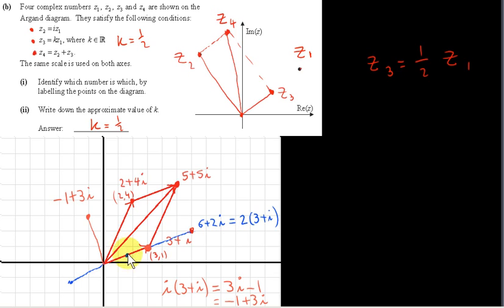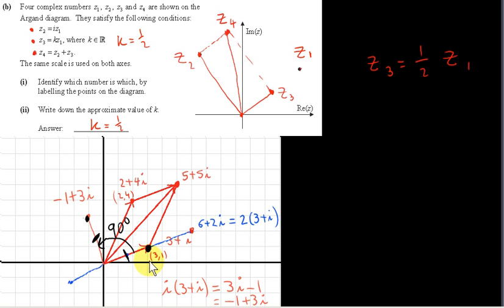Actually, it has the effect of rotating the complex number about the origin through an angle of 90 degrees. More precisely, the complex number is rotated anti-clockwise about the origin, going in the anti-clockwise direction through an angle of 90 degrees. And the distance of 3 plus i to the origin is the same as the distance of minus 1 plus 3i to the origin. So the modulus of both of these complex numbers is the same. And that's very easy to see.